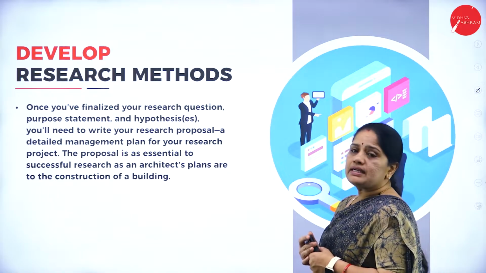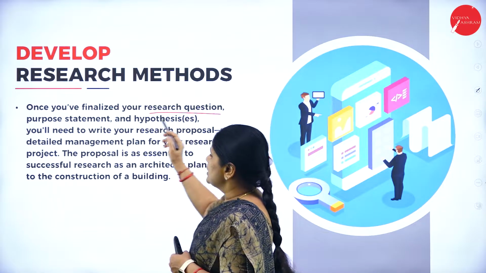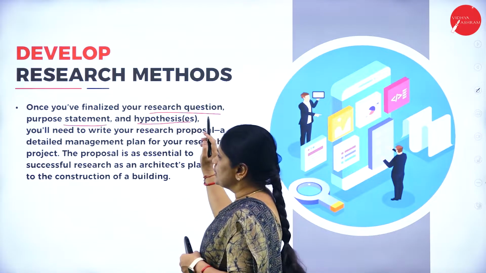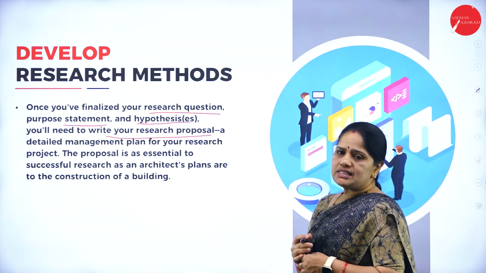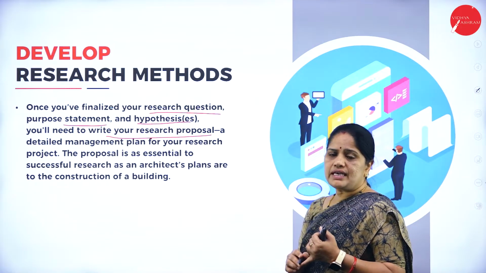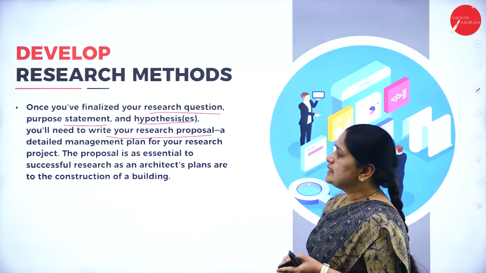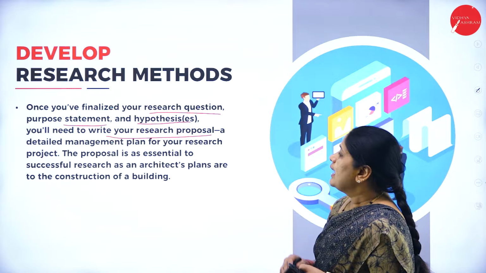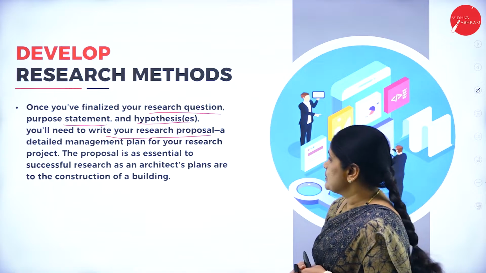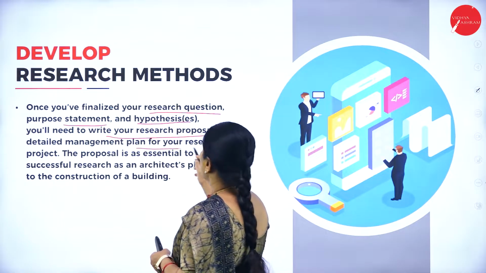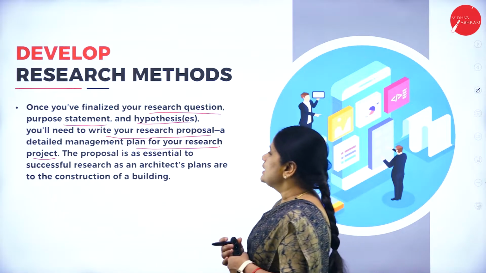Next, develop research methods. The next step is, once you have finalized your research question, purpose statement and hypothesis, you need to write your research proposal. First, we identify a research problem, then you have a review of the literature, then you define the question, and then you have the purpose statement and the hypothesis. Then the next thing will be your research proposal, a detailed management plan for your research project.